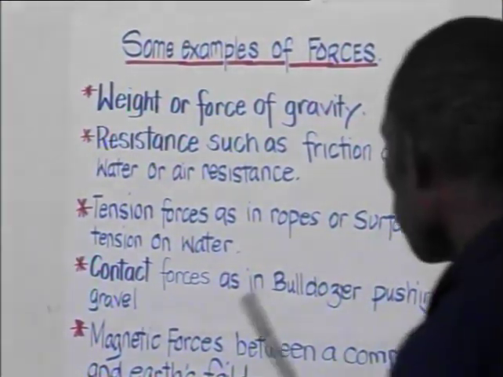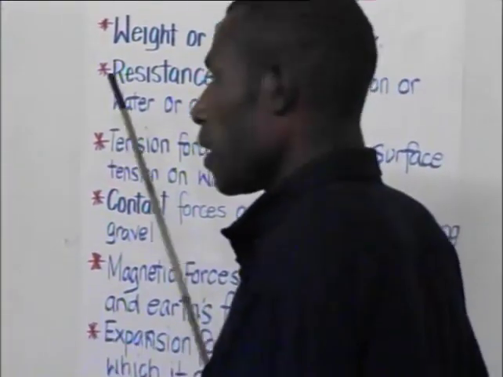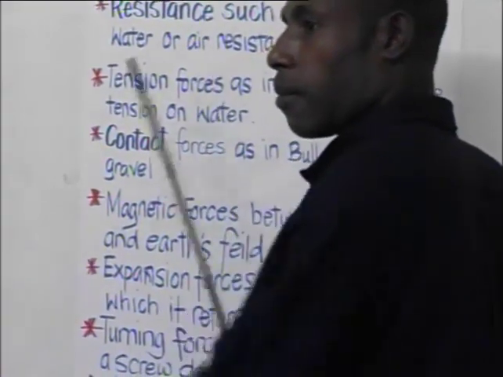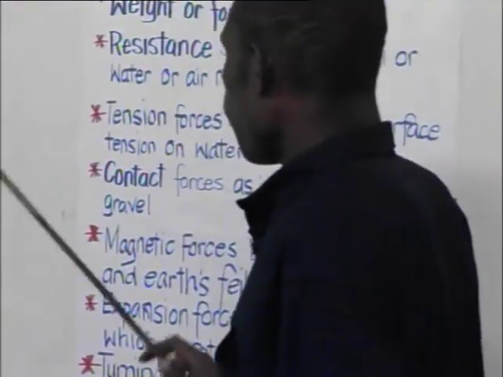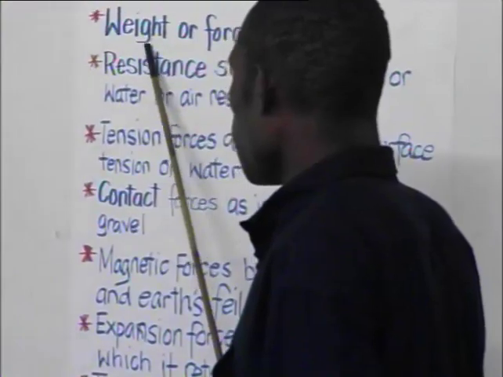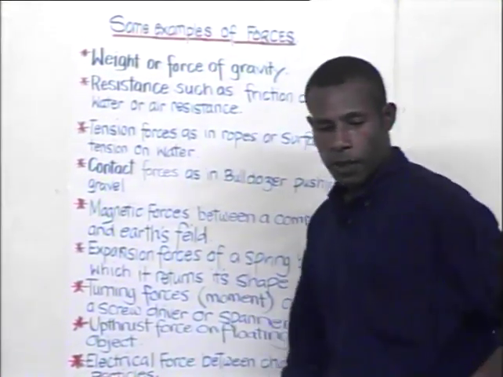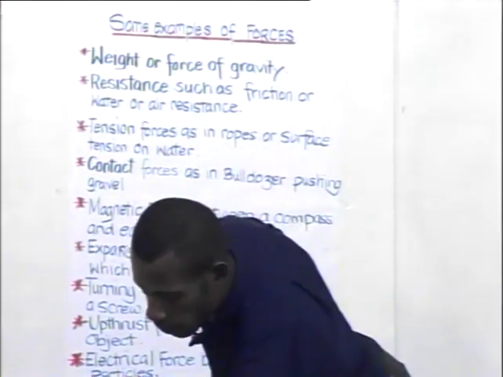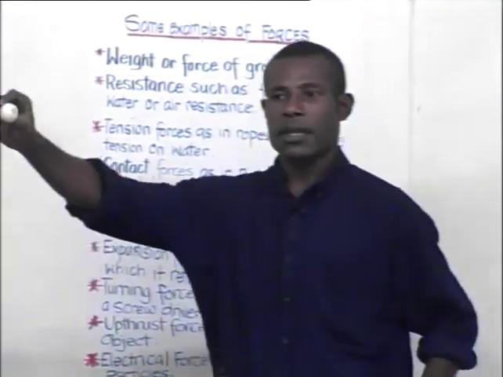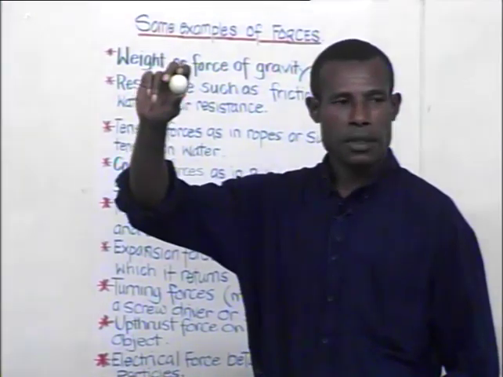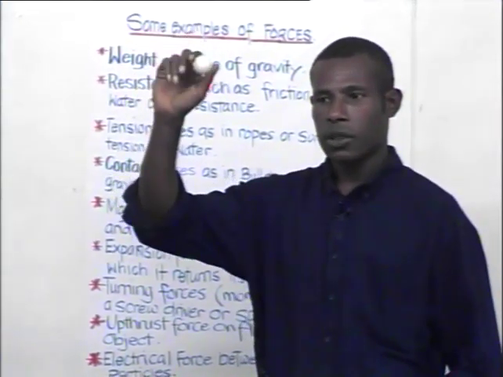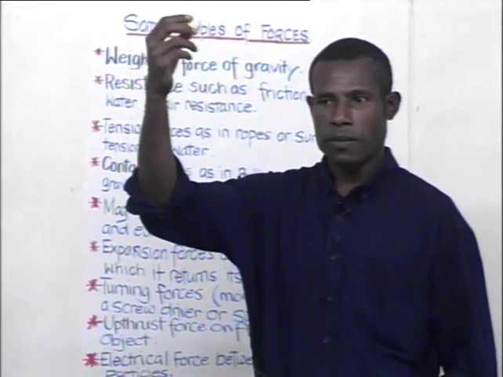Okay, I will go through my explanation of this one and then you can classify them later on. The first one is weight or the force of gravity. For example, if we look at this one, this is a table tennis ball.